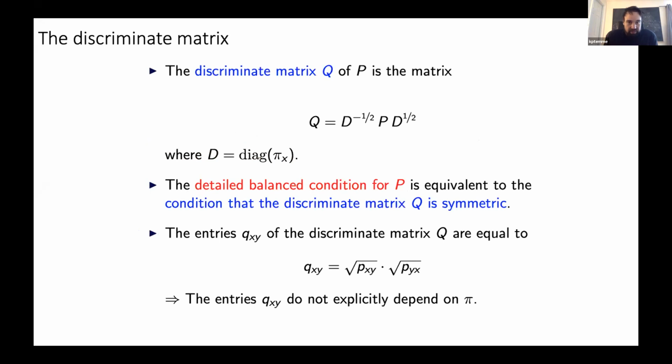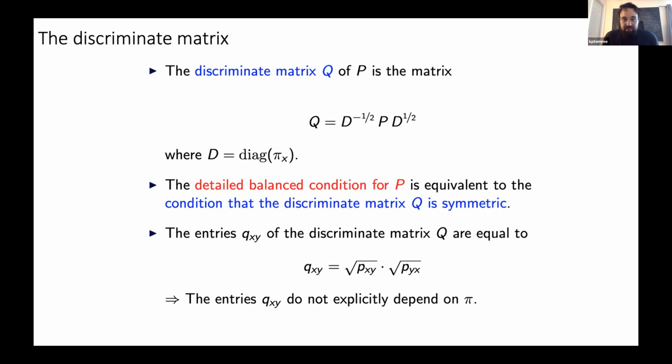Another thing we need is the discriminant matrix Q of the stochastic matrix, which is just a direct similarity transformation of the stochastic matrix with a diagonal matrix where you put the weight distribution of your fixed point on the diagonal. And it turns out that if P is detailed balanced, you can show that Q becomes just a Hermitian matrix with your conventional Euclidean inner product.